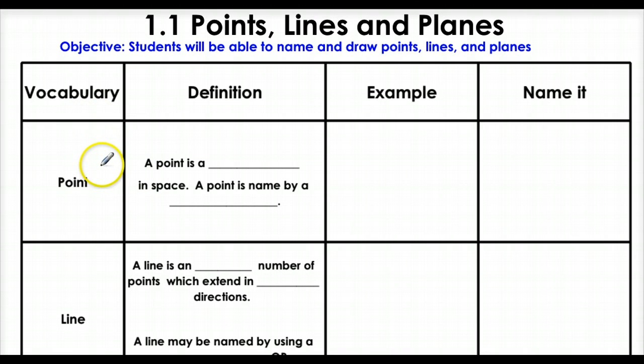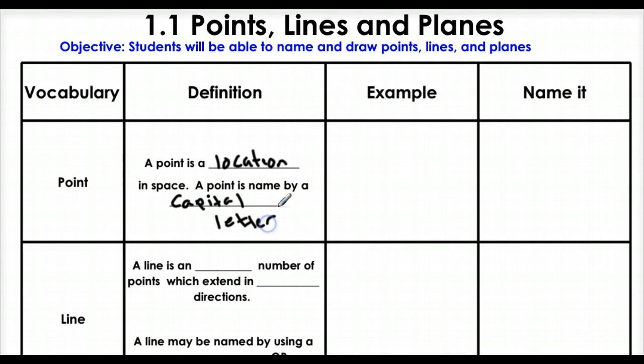The first thing you have to know, this is the most basic thing in geometry. It's called a point. And a point is just a location, fill this in with me, in space. And a point is named by a capital letter. Now, what do I mean by that?